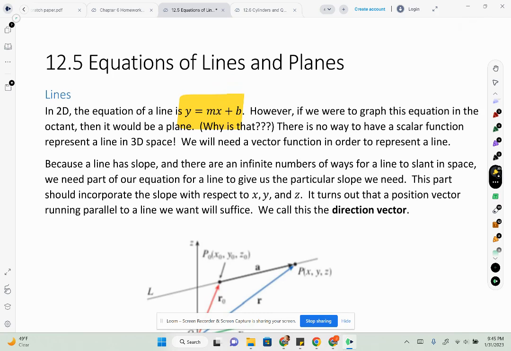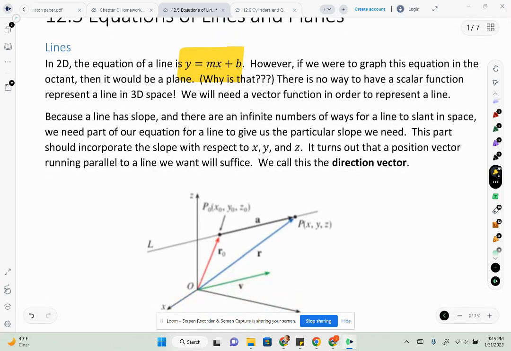Okay, so there actually is no way for us to get a line in a three-dimensional space without using vectors because a line is a two-dimensional item. It's flat, right? It just goes left and right or up and down, but it doesn't have a third dimension to it. So we have to do some work.